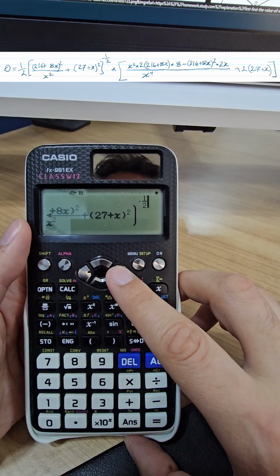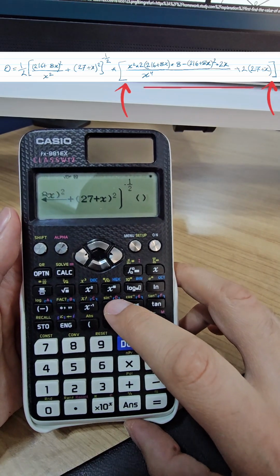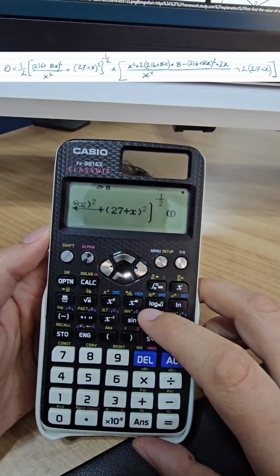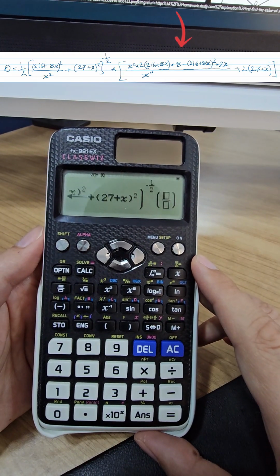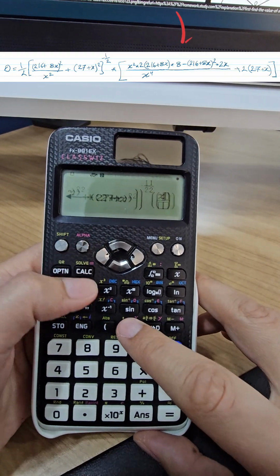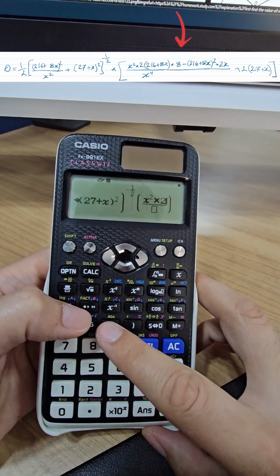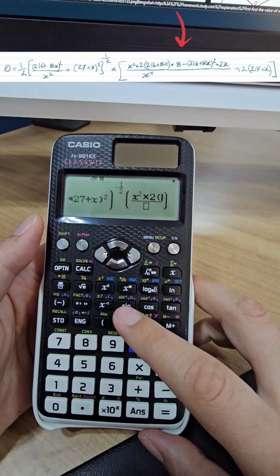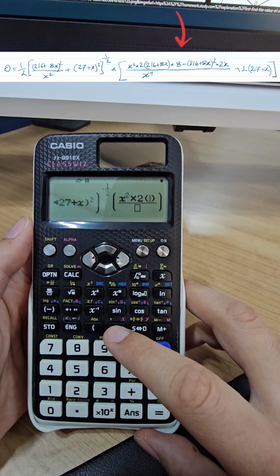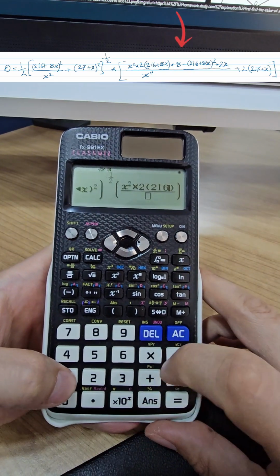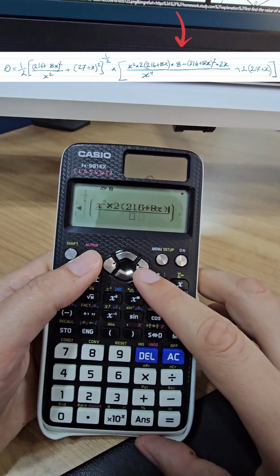Then this whole is multiplied by, again, so open bracket, close it immediately to write the other bracket. Okay, now for the next one we have again a division, so I will open a division. Okay, x squared, so it's x squared multiplied by 2 multiplied by, you can write the multiply sign or open the bracket immediately. The calculator is going to multiply. Okay, 216 plus 8x, okay, multiplied by 8.